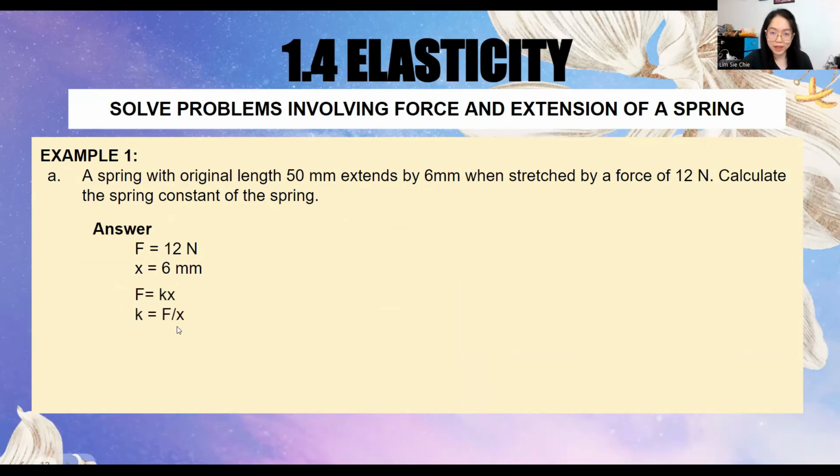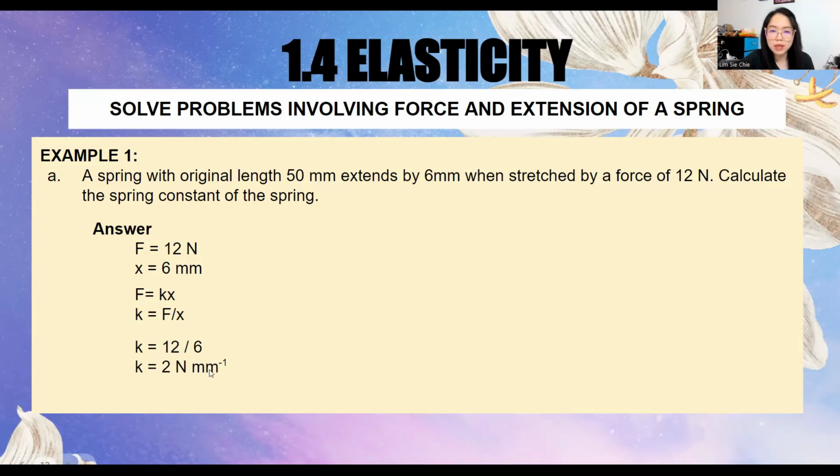K is equal to F over X, because you bring the X to the other side and then divide. Next, substitute the value, and you get 12 divided by 6, and I have 2 Newton per millimeter. Remember to write the unit. The unit is very, very important. If you forget to write the unit, we are going to penalize you.